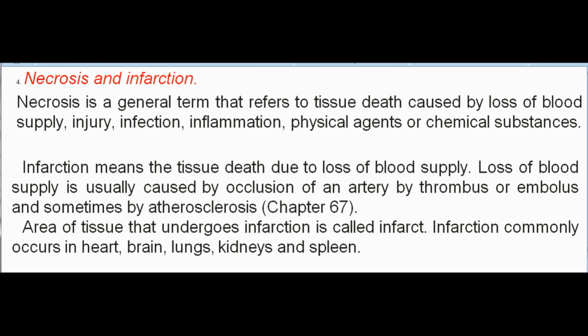Necrosis and infarction. Necrosis is a general term that refers to tissue death caused by loss of blood supply, injury, infection, inflammation, physical agents, or chemical substances. Infarction means the tissue death due to loss of blood supply. Loss of blood supply is usually caused by occlusion of an artery by thrombus or embolus and sometimes by atherosclerosis. Area of tissue that undergoes infarction is called infarct. Infarction commonly occurs in heart, brain, lungs, kidneys, and spleen.